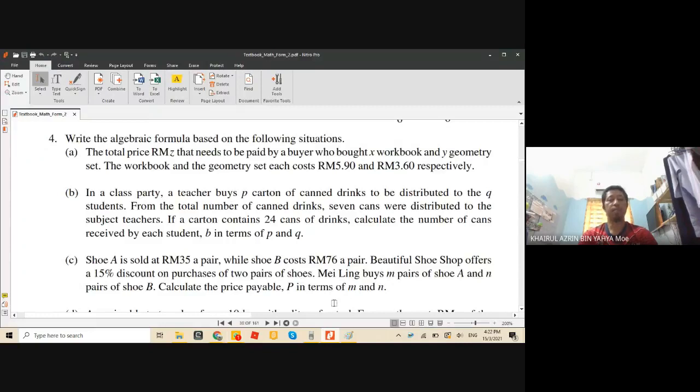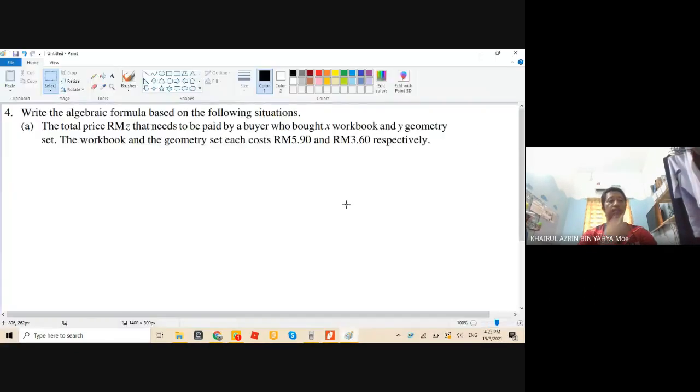So this one, the question from the textbook on page 51, Maths Form 2. Question 4a already copied in this one. Number 4, write the algebraic formula based on the following situations. A, the total price RMZ that needs to be paid by a buyer who bought X workbook and Y geometry set. The workbook and the geometry set each cost RM5.90 and RM3.60 respectively. Okay, this one is easy.